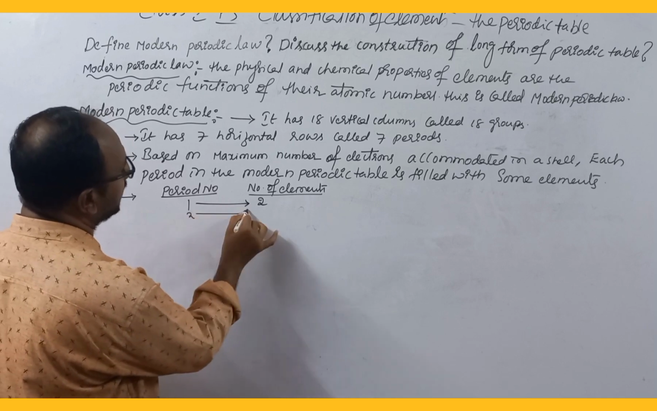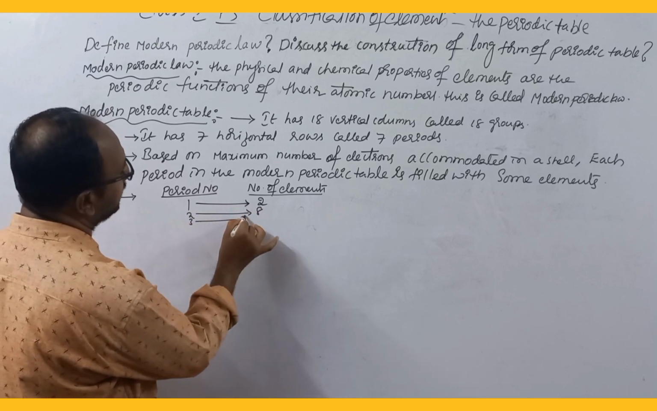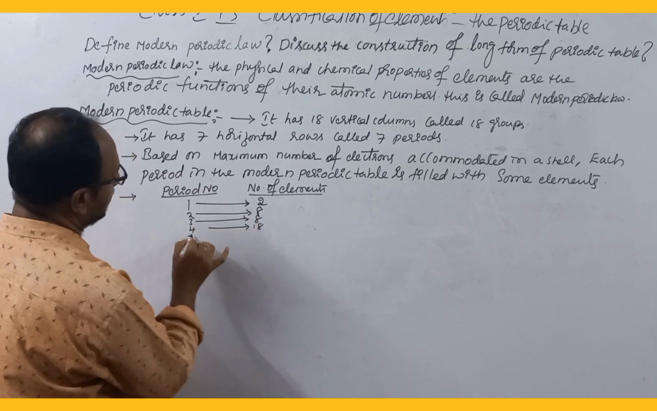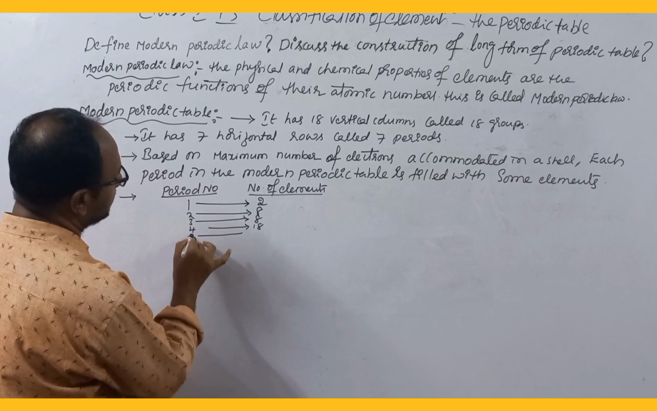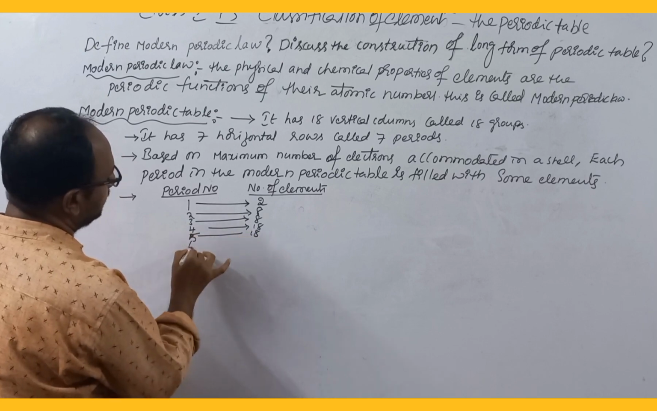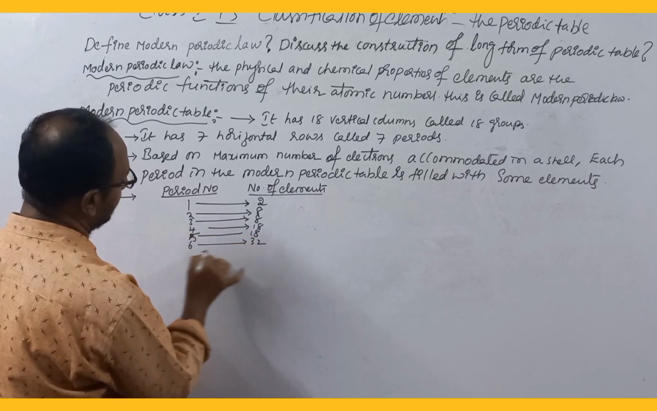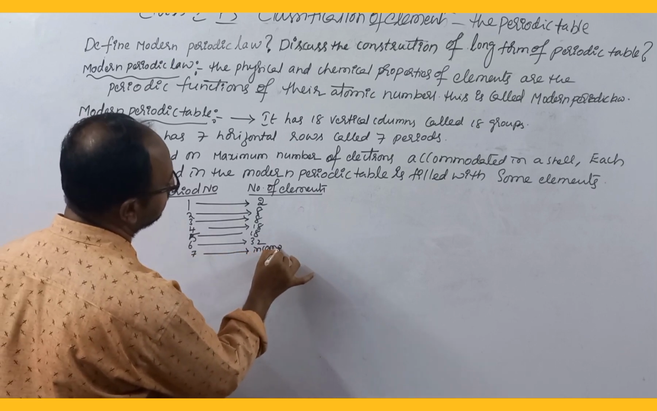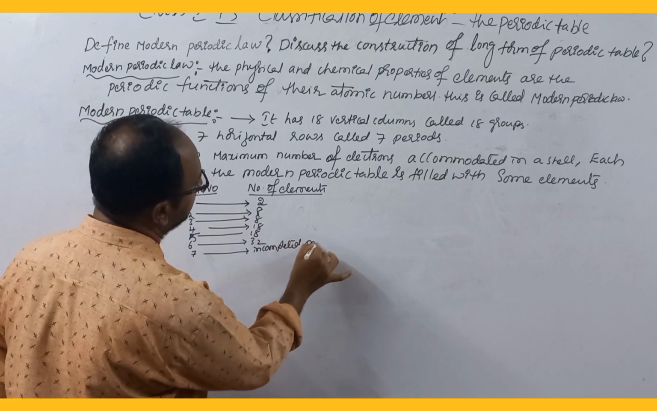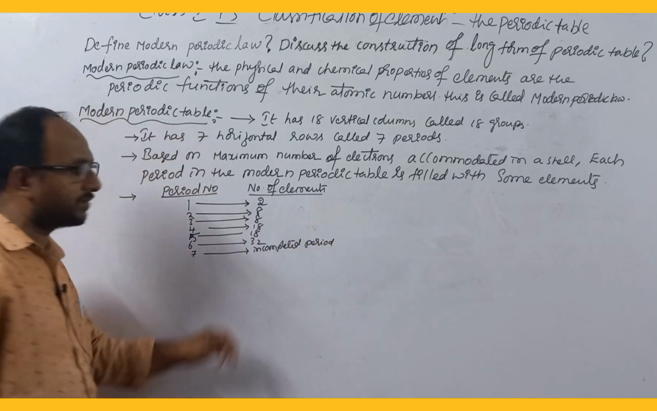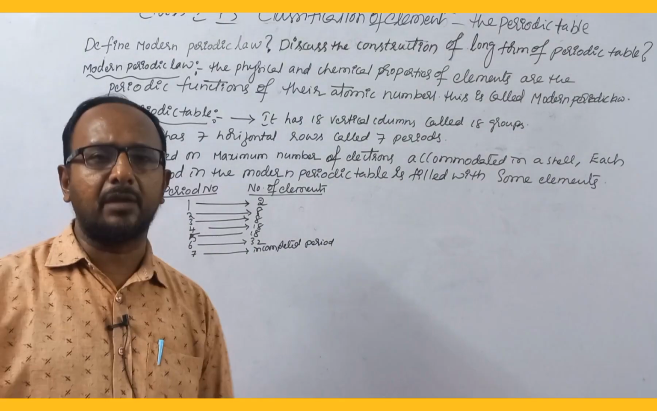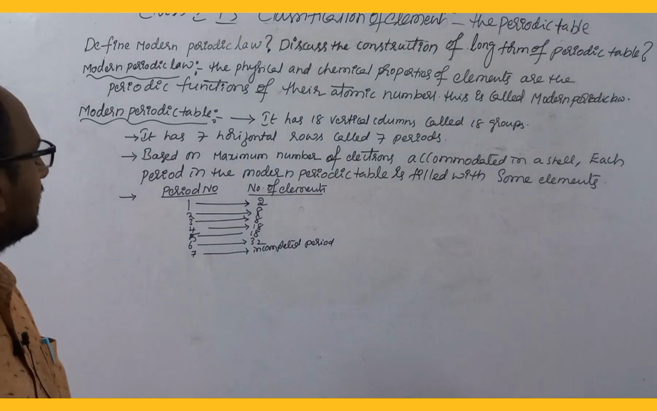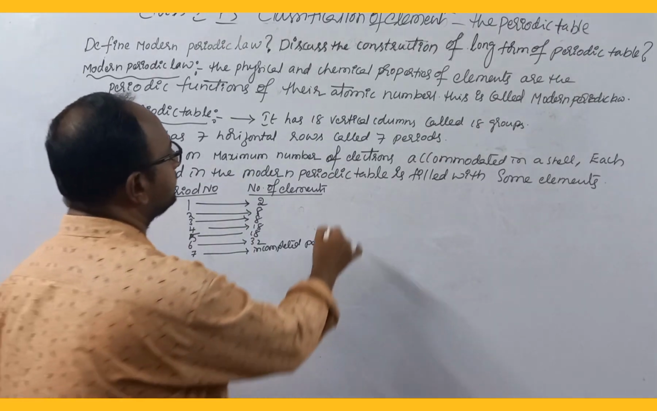Period number 2 has 8 elements. Period number 3 has 8 elements. Period number 4 has 18 elements. Period number 5 has 18 elements. Period number 6 has 32 elements. Period number 7 is an incomplete period. This is important for bits also, students. In the modern periodic table, which period is the incomplete period? The 7th period.